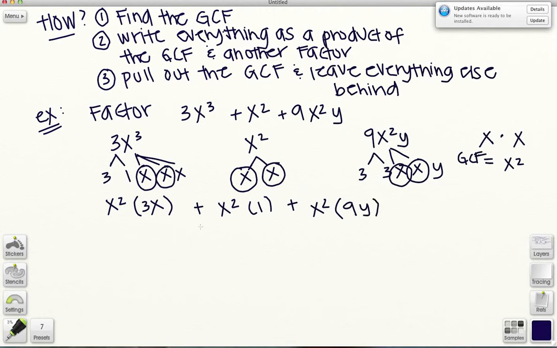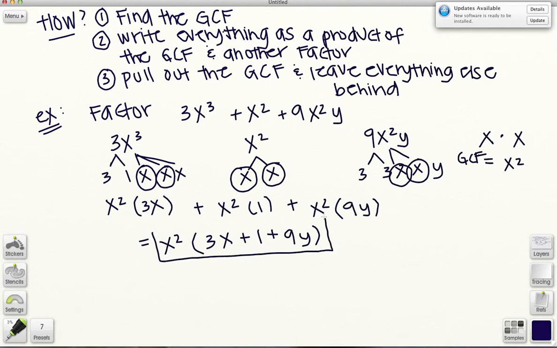Okay, now let's do step 3. Pull out the GCF and leave everything else behind. So we have our x squared. I'm going to set up my parentheses and leave everything behind. So I have my 3x, I have my plus 1, and I have my plus 9y. And that is what this problem looks like when it's factored. So this is my final answer.